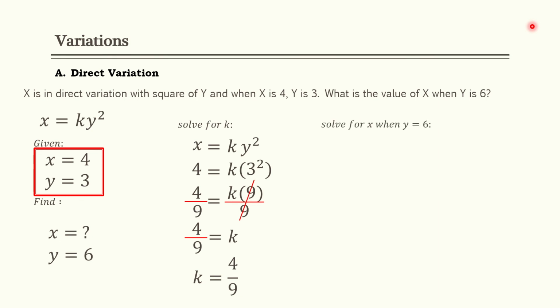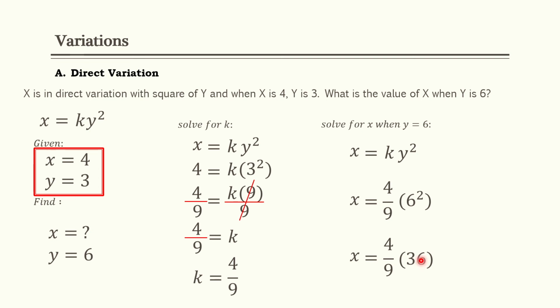So, solve now for x when y is 6. Okay? So, hanapin na natin yung value ni x kung si y is 6. X is equal to k y squared. Ito yung equation na nakuha natin from this. Okay? So, substitute natin yung mga values ng k and y. So, k natin is 4 over 9. Y natin is 6. So, that is 6 squared. So, what is 6 squared? That is equal to 36. So, that is x is equal to 4 over 9 times 36.